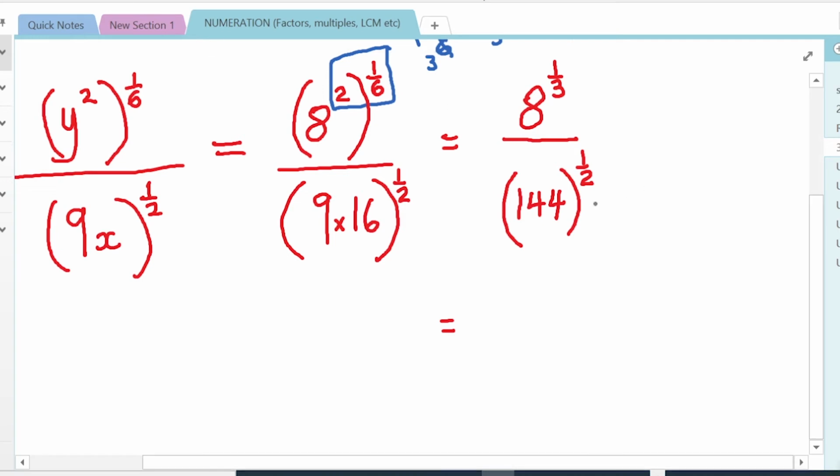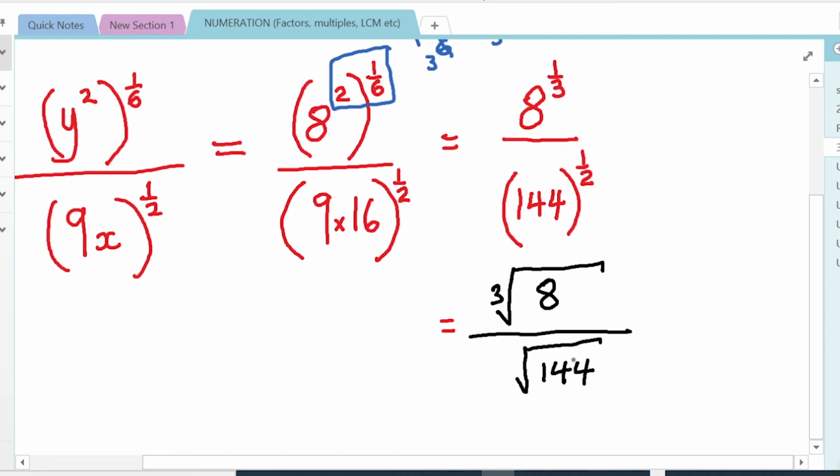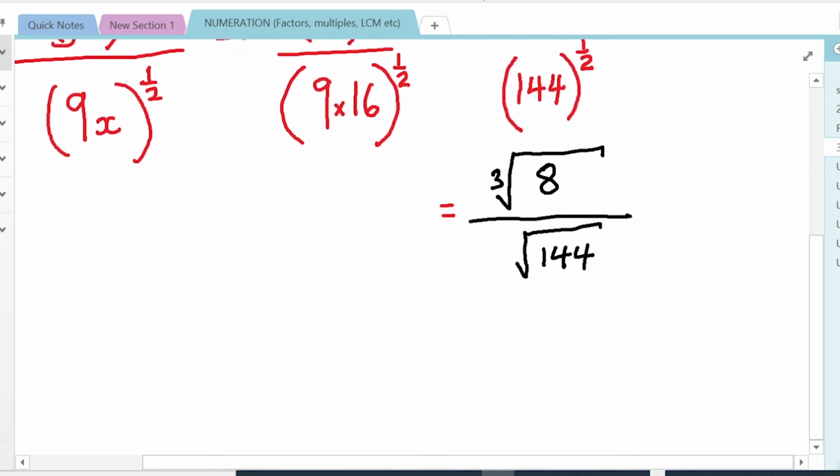Now this 144 to the power half is the same as saying square root of 144. So this is also the same as saying, on top, the third root of 8, divide that by the bottom, which is the square root of 144. Now, those are laws from your topic of indices.